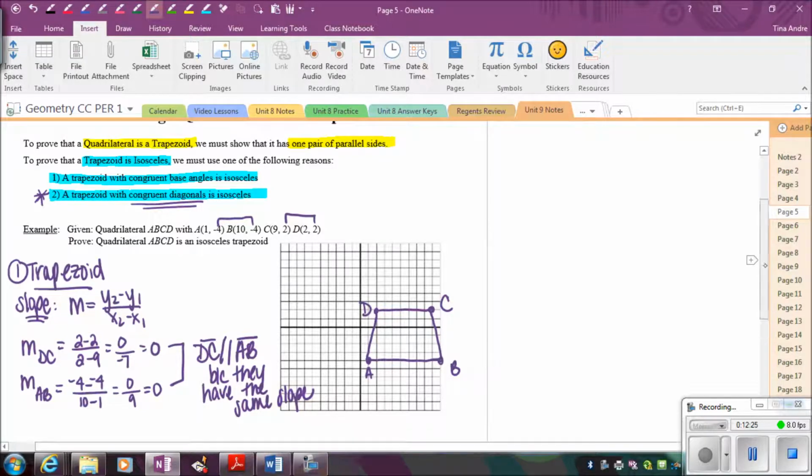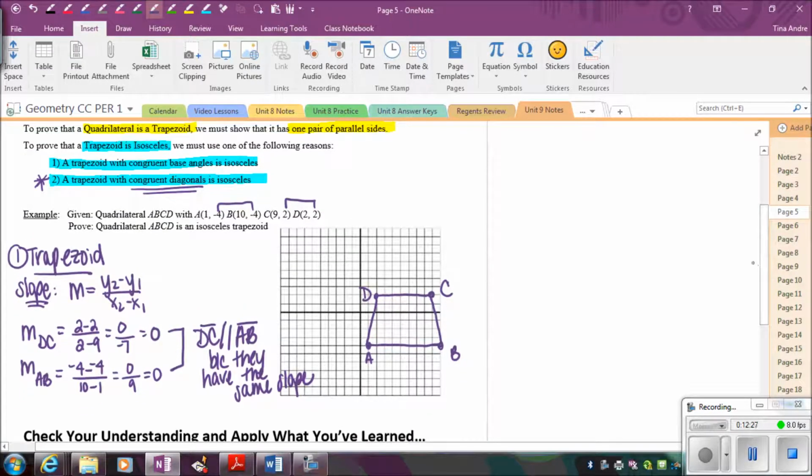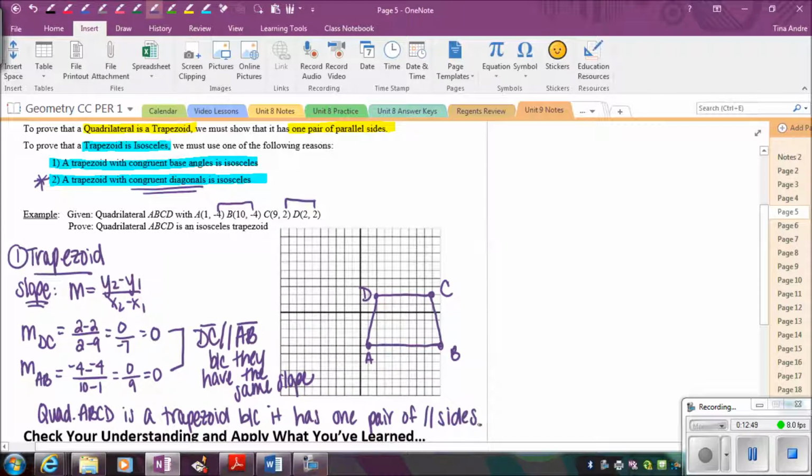So I can conclude from this that quad ABCD is a trapezoid because it has one pair of parallel sides. So there's your first step.